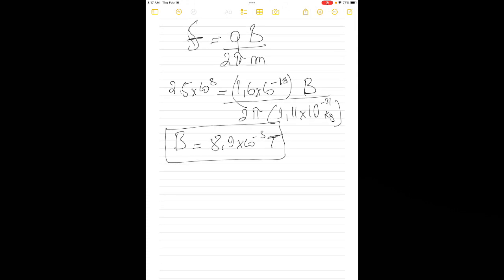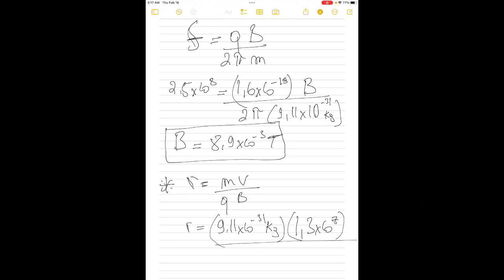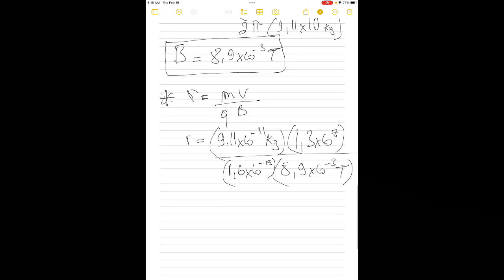So now the question is asking us, what is the radius? We can find the radius by this formula: mass multiplied by velocity divided by charge multiplied by the magnetic field. So the radius is going to be equal to 9.11 times 10 minus 31 kilogram multiplied by the velocity, 1.3 times 10 power 7, divided by the charge of an electron, that's 1.6 times 10 minus 19, multiplied by the magnetic field strength, that's 8.9 times 10 minus 3 Tesla. And the radius is going to be equal to 8 millimeters.